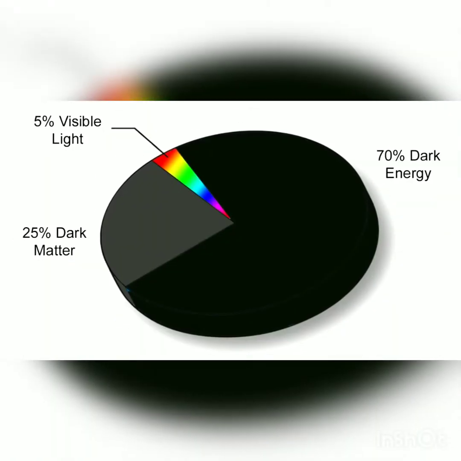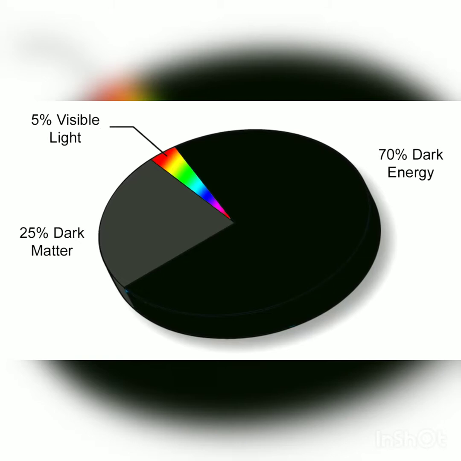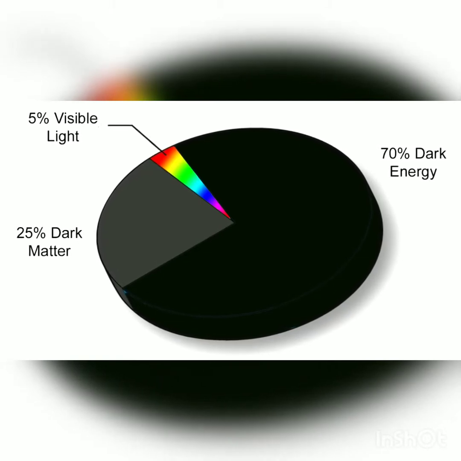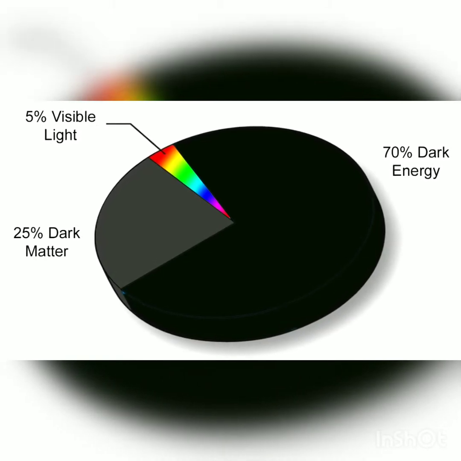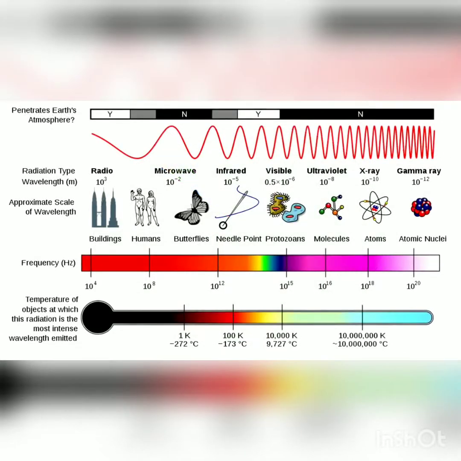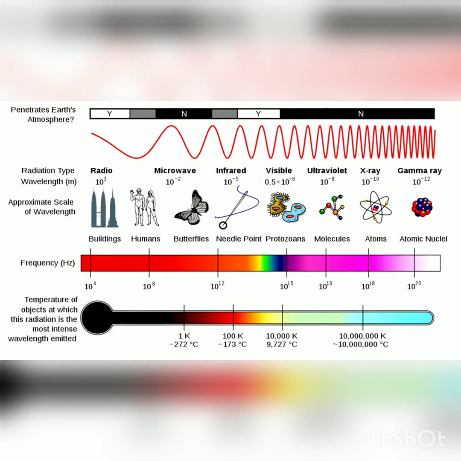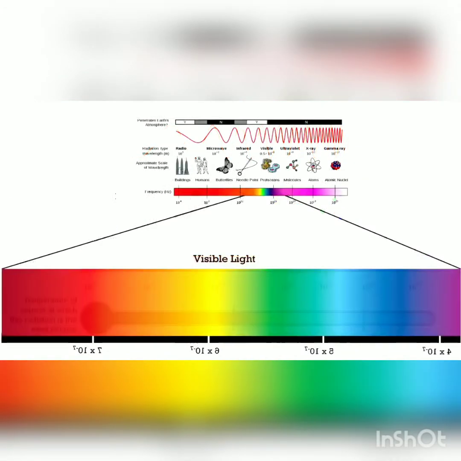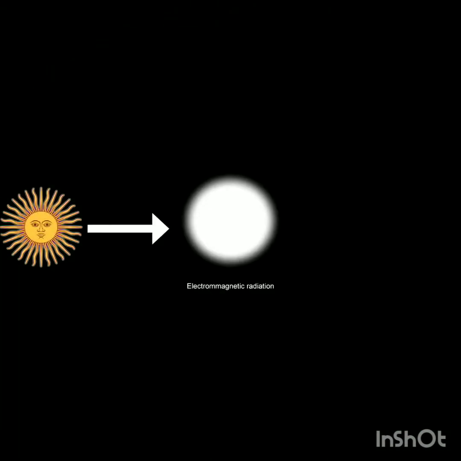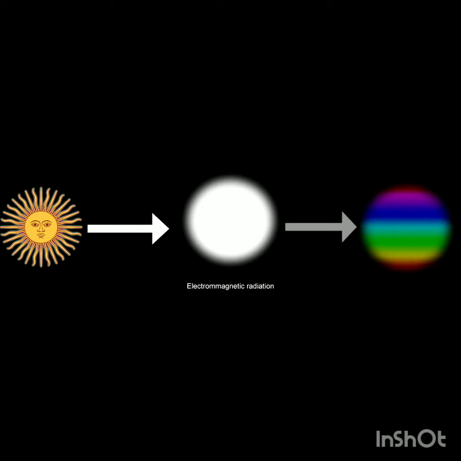The universe is made up of approximately 5% visible light, 25% dark matter, and 70% dark energy. The electromagnetic spectrum is a range of wavelengths or frequencies over which electromagnetic radiation extends. Our visual reality is contained in visible light. Our main source of visible light is our sun. This produces white light, which contains every color of the spectrum.